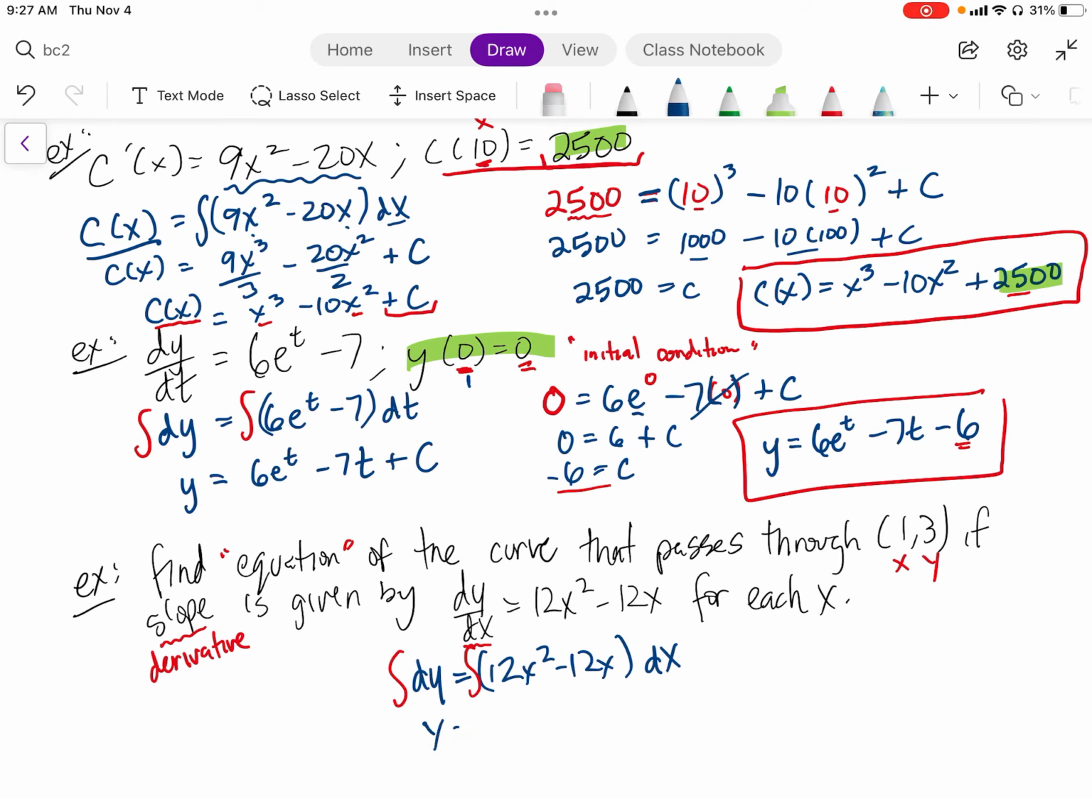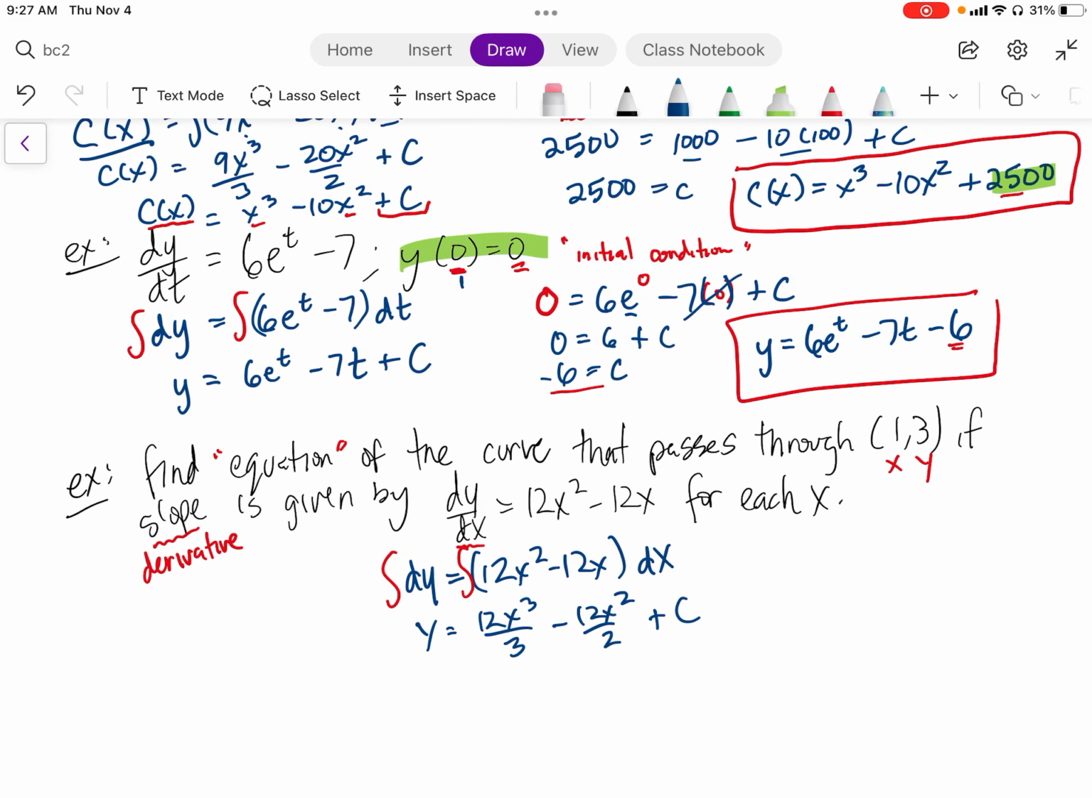So therefore y equals 12x to the third over 3 minus 12x squared over 2 plus c. Before we move forward, let's reduce. Always reduce, make it easier. 4x to the third minus 6x squared plus c. All right, now we have this information. We have the point (1, 3), right? That is a condition. Just like the other problems where it said, given this condition, we could have written this as y of 1 equals 3, right? That means if x is 1, we get y is 3.